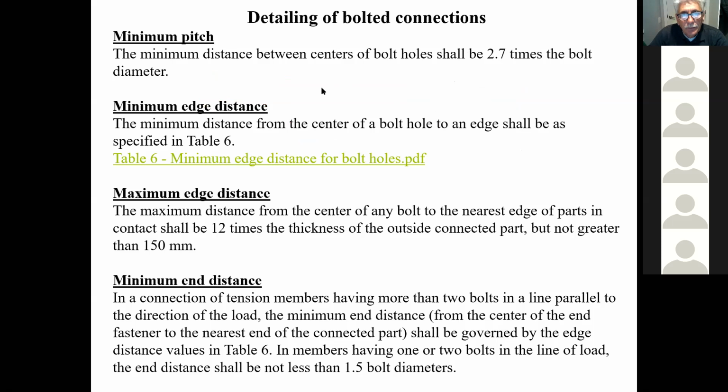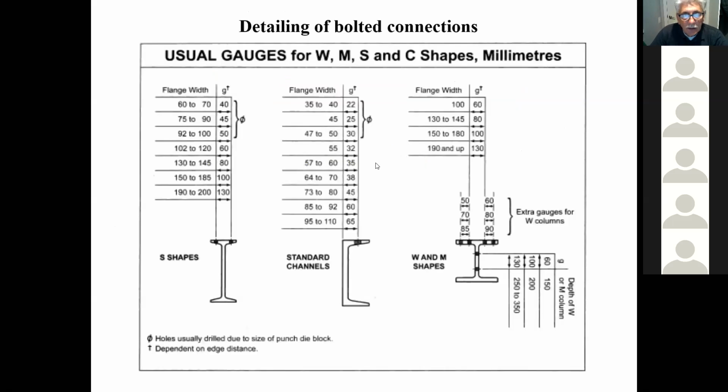Okay, now this one, I gave you this because I took it out of my handbook. This is just to show you that when you have profiles or shapes and you need to connect them to other things, they give you what they suggest as the gauge distance if you're putting 2 bolts across this flange here, and the gauge distance here.